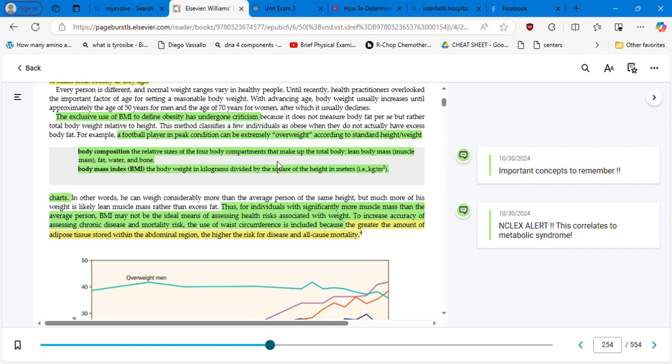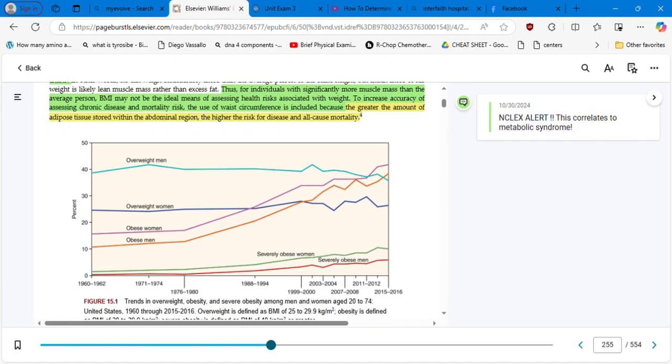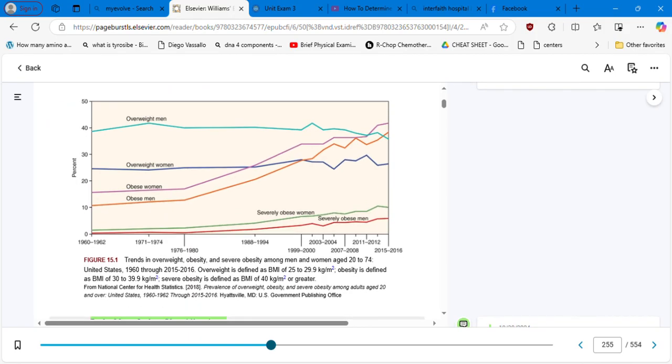Now you also have the body mass index: the body weight in kilograms divided by the square of the height in meters. Okay, so let's move. Here, for example, we have the trends in overweight and obesity. On the left side, we have the percent, and then on the bottom the years, right?